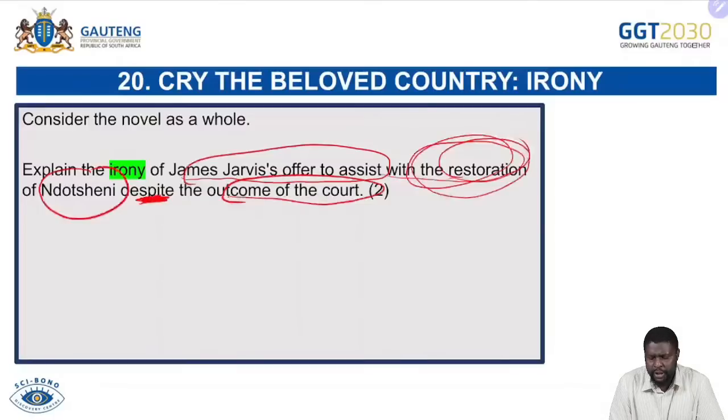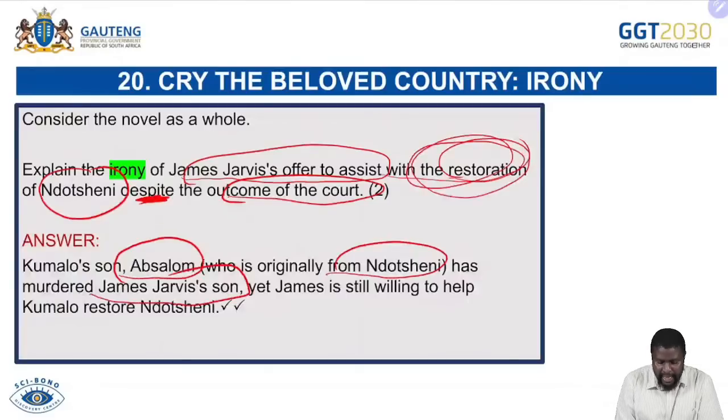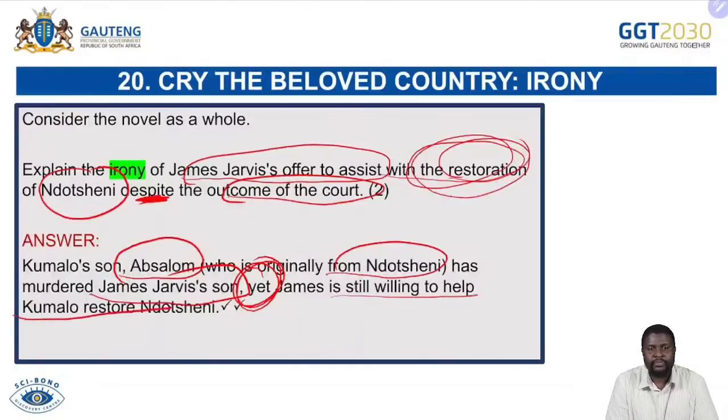Why is that situation ironic? Now let's look at our model response here. That's what people are looking for. Khumalo's son, Absalom, is from Ndotsheni. He has murdered James Jarvis's son, yet he is still willing to help restore Ndotsheni.